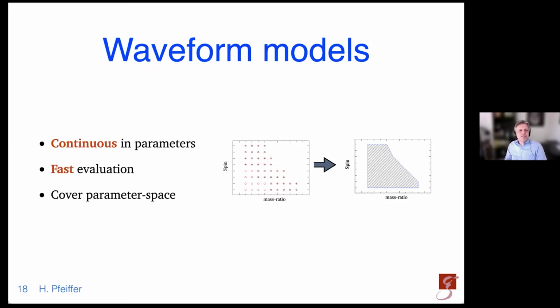Let me switch over to and briefly talk about the primary use of numerical relativity, and this is the creation of waveform models that are continuous in parameters, so you can evaluate them for any mass ratio and spin, that are fast to evaluate, that don't take a month to run, but that take only a second or millisecond to evaluate, and that also cover all the parameter space that LIGO and its brethren need to analyze gravitational wave signals.